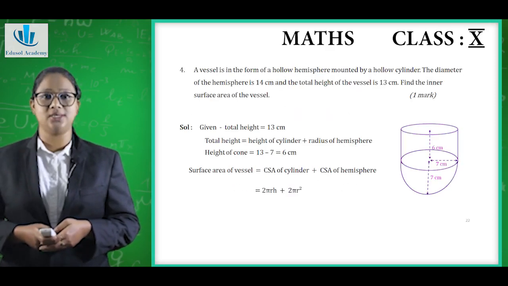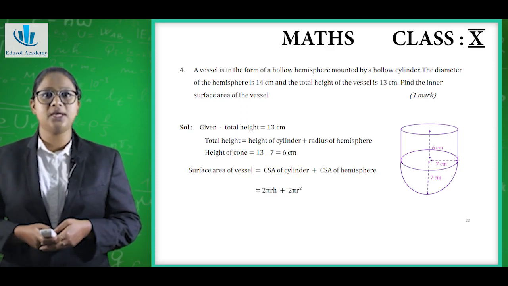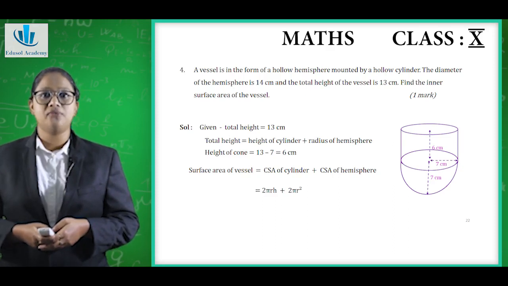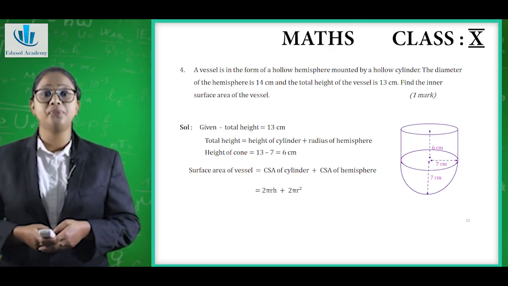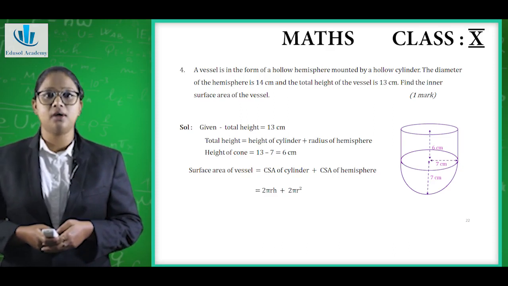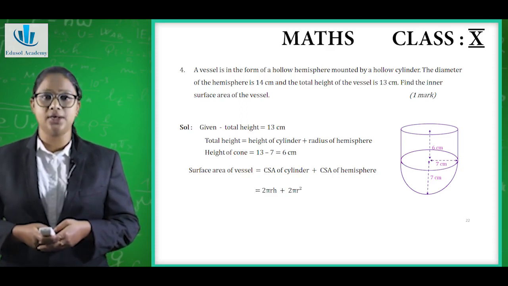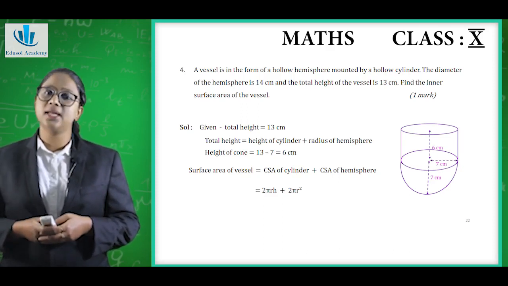Moving on to the fourth question. A vessel is in the form of a hollow hemisphere mounted by a cylinder. The diameter of the hemisphere is 14 centimeter and total height of the vessel is 13 centimeter. Find the inner surface area of the vessel. Again, the given data is total height of the vessel and height of the hemisphere. When we say about hemisphere, both height and radius are the same. So from that data, we can find height of the cylinder, that is 13 minus 7 is equal to 6 centimeter. So again, it's a direct question.